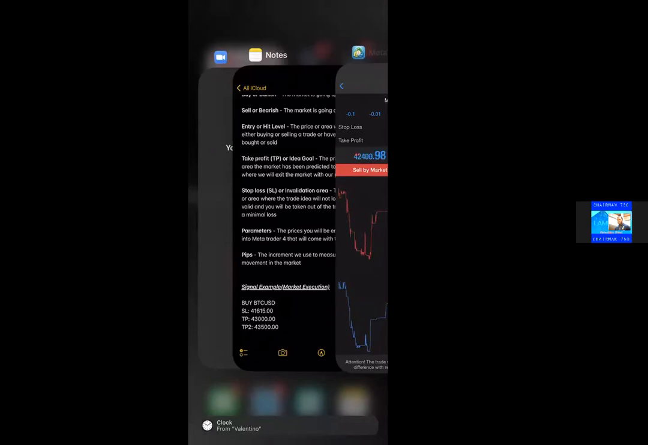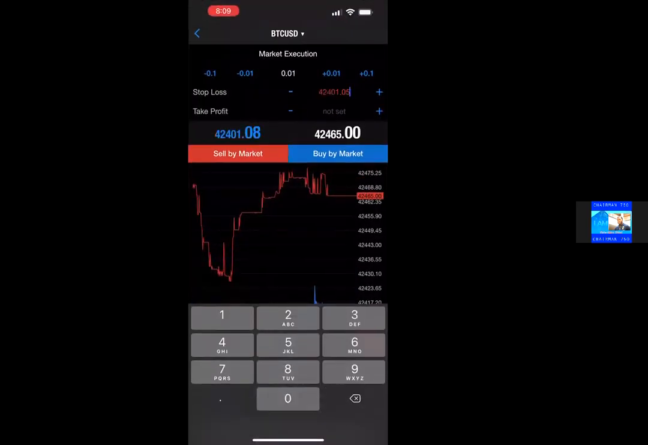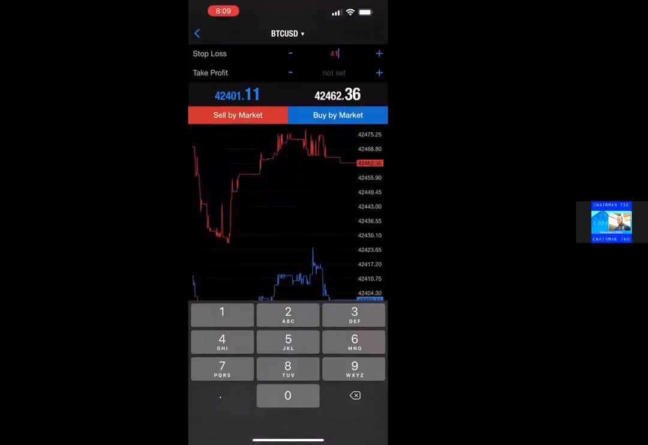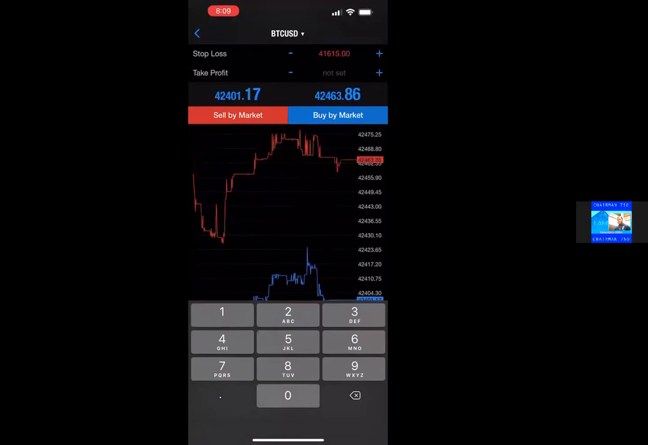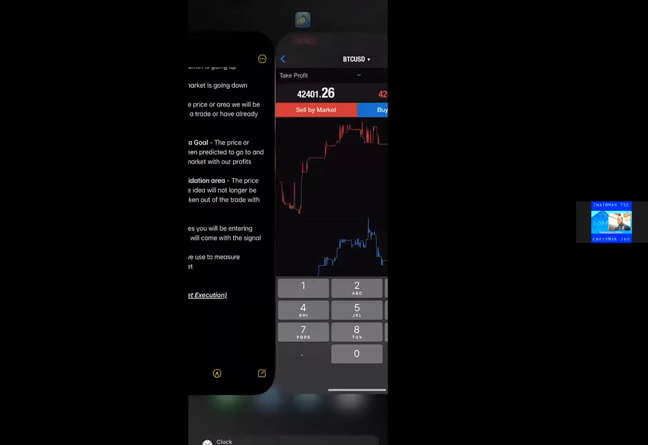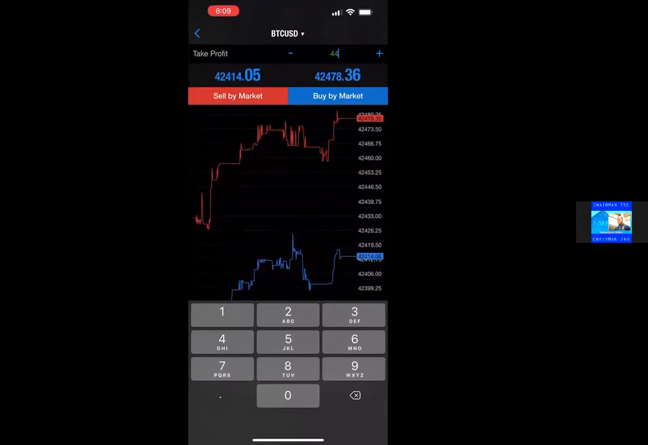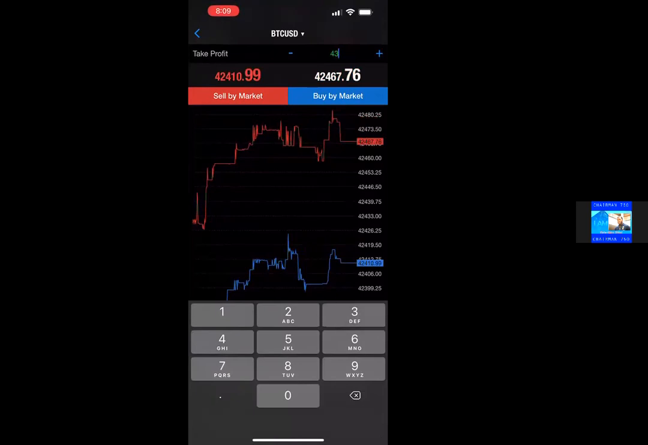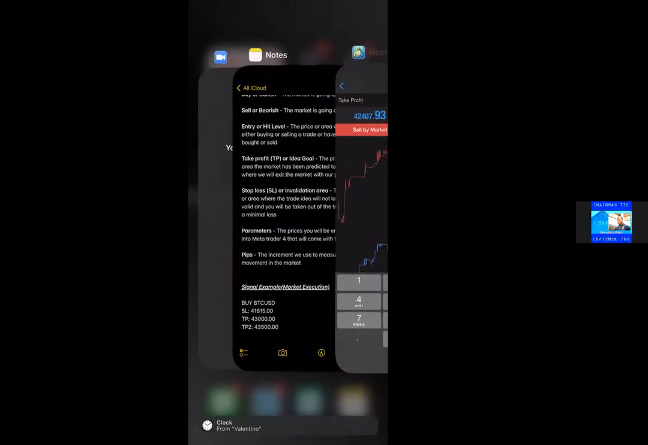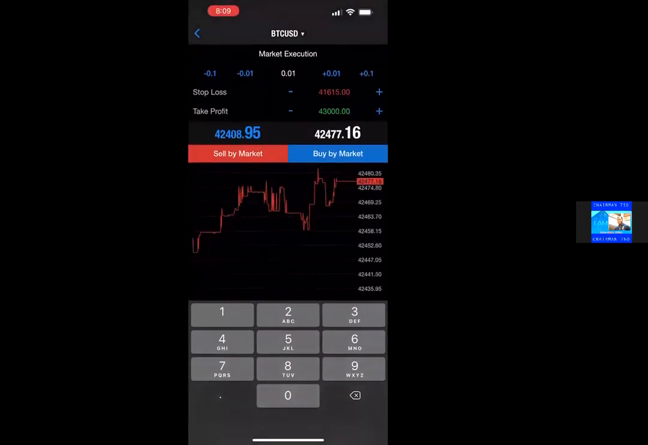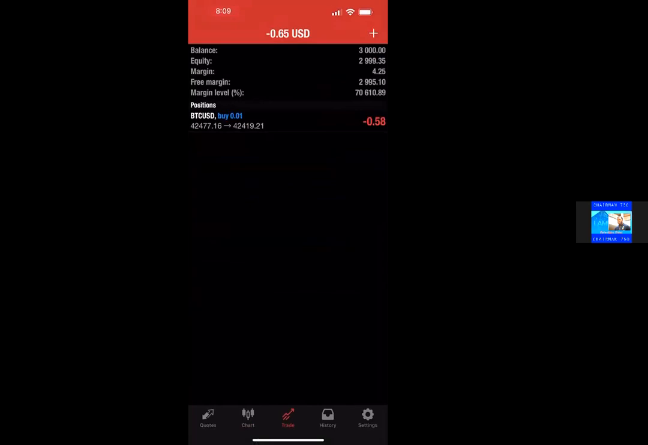So for the SL, or stop loss, it says 41615. So let's put in 41615. For the TP, it's saying to put in 43000. So let's put in 43000. And it's telling us to buy. And now, since this is a market execution, we are going to be entered into the market right now. So if I click buy, I am now in the market.